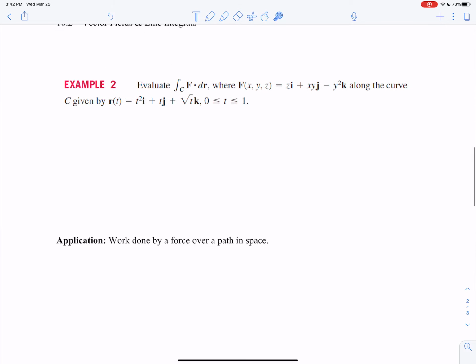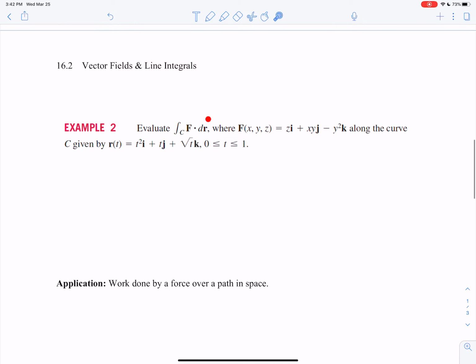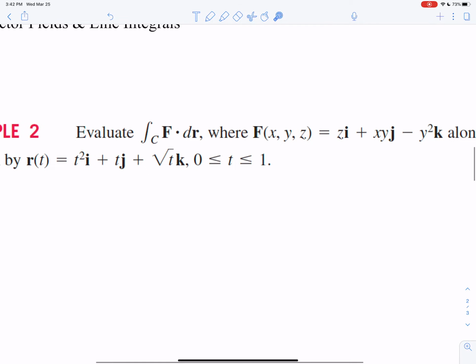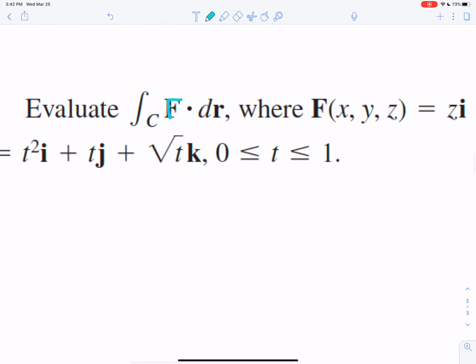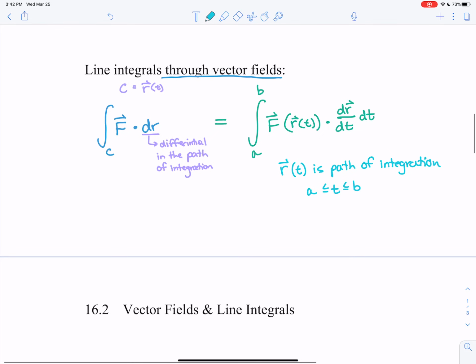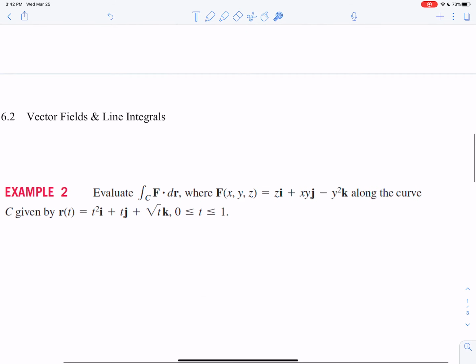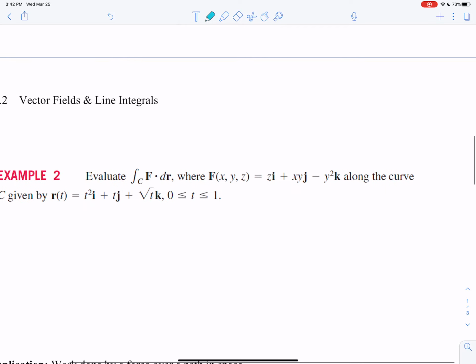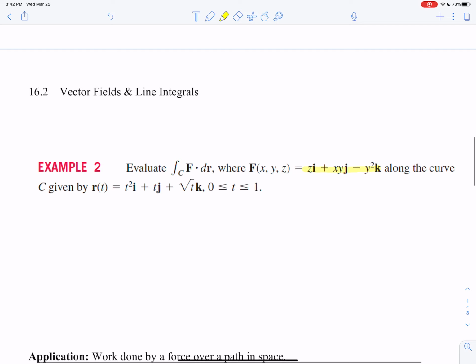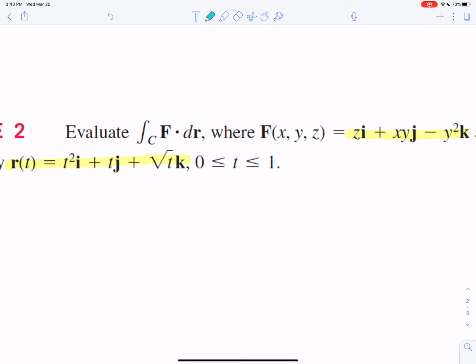So example 2 is asking us to evaluate the line integral of a vector field, and I know it's a vector field because this is big capital F. So I know we're doing a vector field dotted with dr, which is that vector field line integral formula, the integral of F dot dr, where our vector field F of x, y, z, so this is a three-dimensional vector field, is z i plus xy j plus y squared k along the curve C given by r of t equals t squared i plus t j plus the square root of t k, and then we have the bounds of t, the parameter here. So everything's kind of been given to us. We just have to assemble it all.